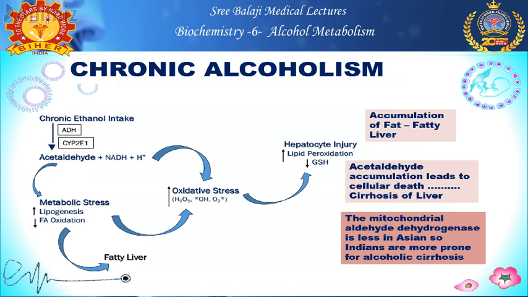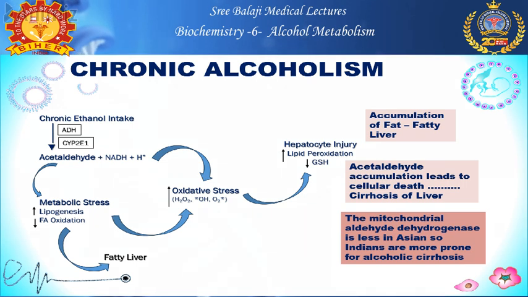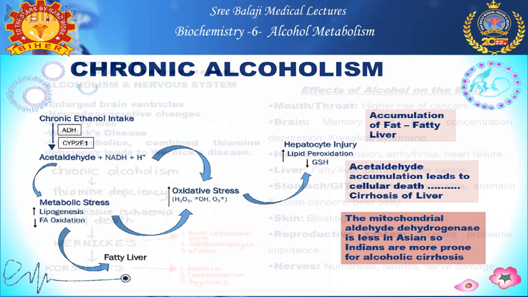Then oxidative stress is created by this acetaldehyde formation. Increased lipid peroxidation will take place, and decreased glutathione also will be seen in oxidative stress. That causes hepatocyte injury, that is liver cirrhosis, which can be seen in chronic alcoholism. So in chronic alcoholism, you can see fatty liver formation and liver cirrhosis.